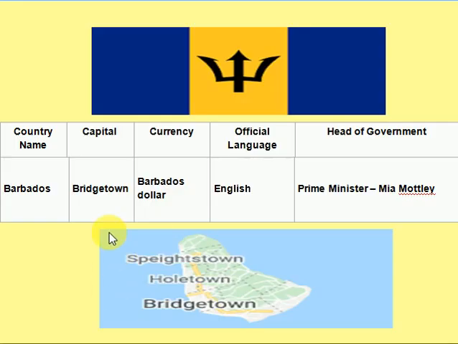Now we'll discuss another country, Barbados. Capital is Bridgetown. Currency Barbados dollar. Official language is English. You can have a look at the flag of Barbados, and this is the geographical location on the map. Bridgetown, capital. We'll learn more on the world map about this country, Barbados.